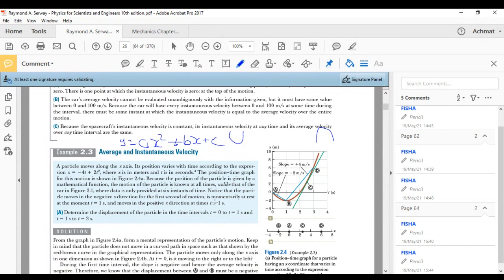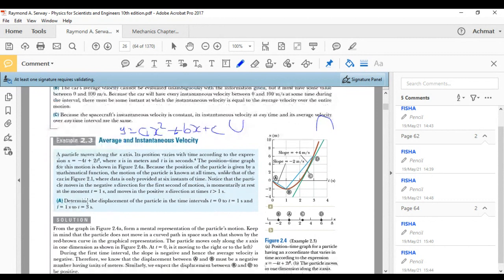Where is it momentarily at rest? At this point over there. How do we know it's at rest? Remember, the gradient of this graph is horizontal at that point. So that means the velocity at that point, at 1 second, is 0. That's why they say at rest, at t equal to 1 second. Okay. What's the question?